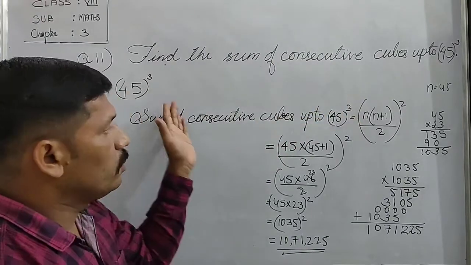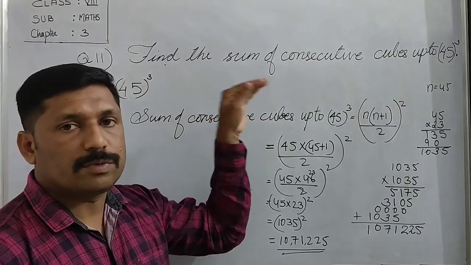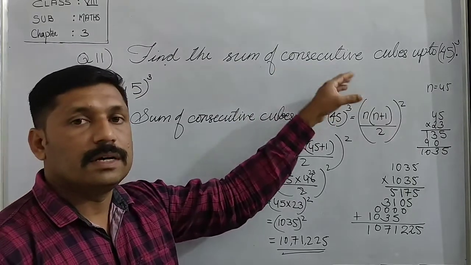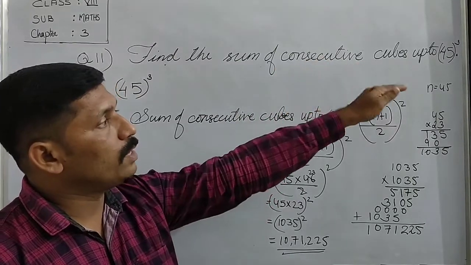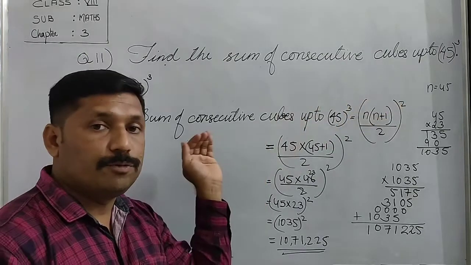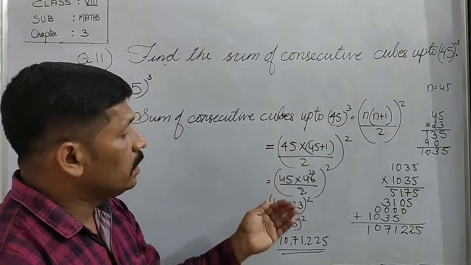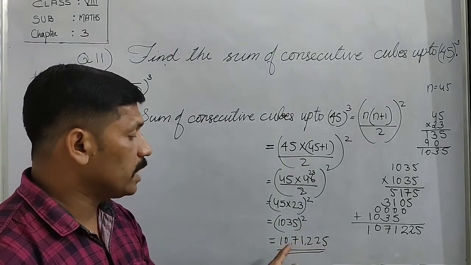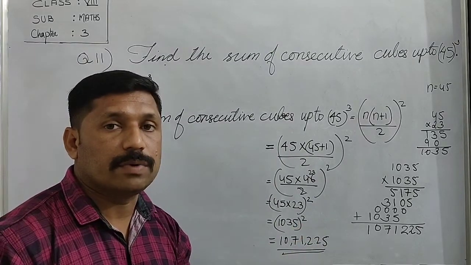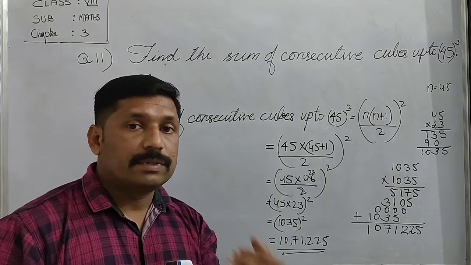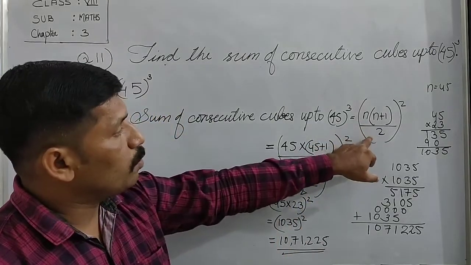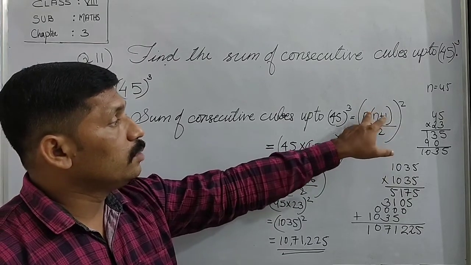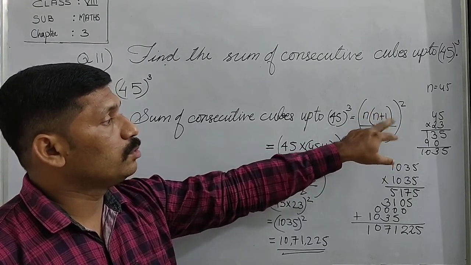Means 1 cube plus 2 cube plus 3 cube plus 4 cube plus 5 cube plus 6 cube plus 7 cube plus 8 cube, like that up to 45 cube, if we find out and then add that, the total will be equal to 10,71,225. So that lengthy procedure we avoid by using this formula. The formula everybody should know by heart: n into n plus 1 upon 2, all squared.